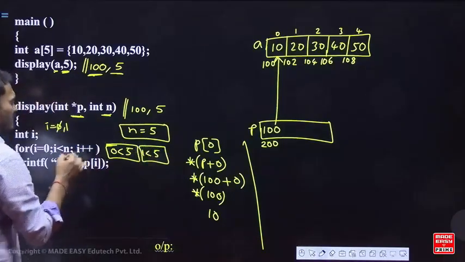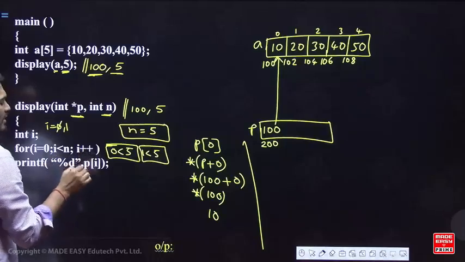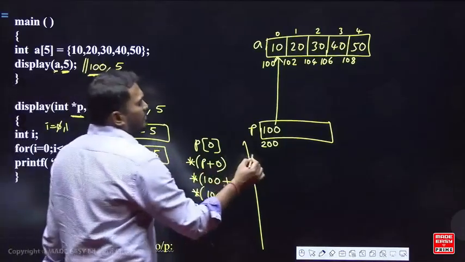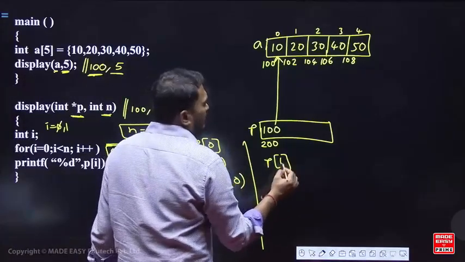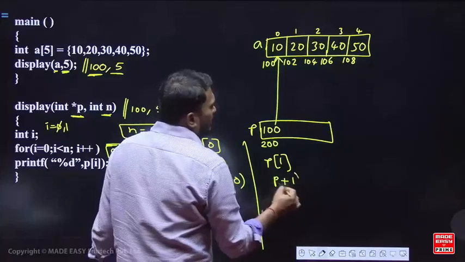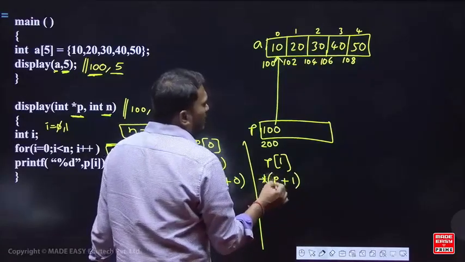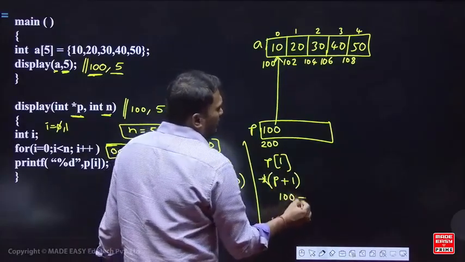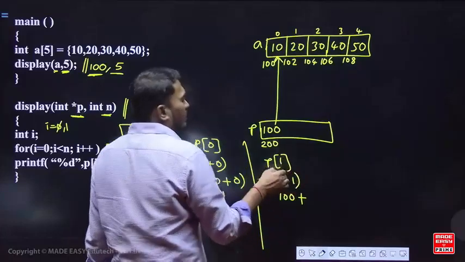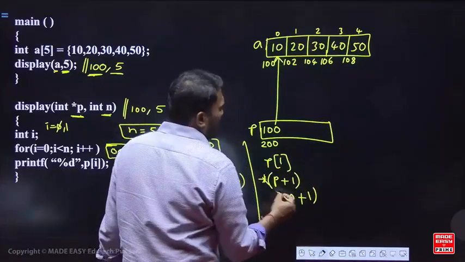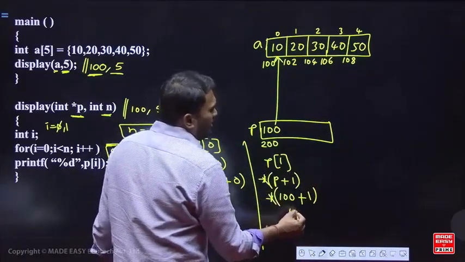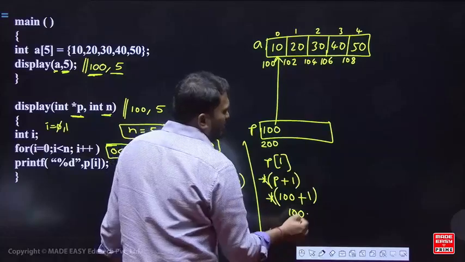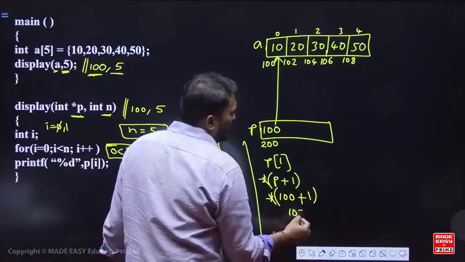1 less than 5, the condition is true, so printf percentage d p of i. The value of i is 1, so next you print p of 1. Tell me how p of 1 will be evaluated: star of p plus 1. The value of p is 100, so 100 plus 1 whole star. Plus 1 makes what? It becomes 102.